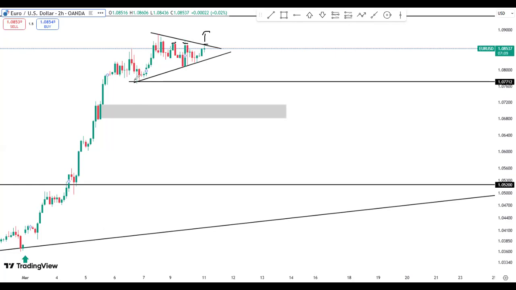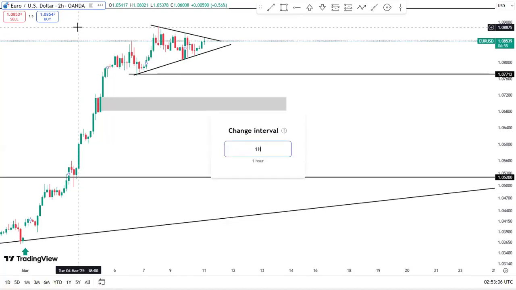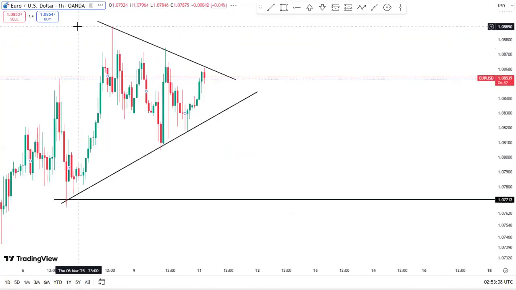So let us observe and see. We're not going to jump in and take trades. Instead, we'll just observe and see what they are going to do. Can you see that? Let's move to roughly 1 hour. I'll just make a short video about the Euro USD.